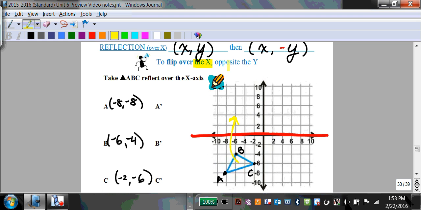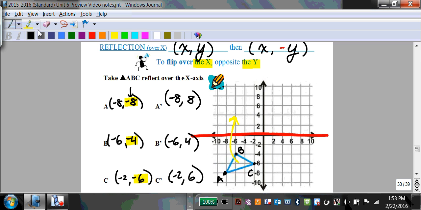To flip over the x, opposite the y. So we're simply going to opposite this y coordinate. And if it's already negative, the opposite would then be positive. So we just did the opposite right here in the y coordinate.